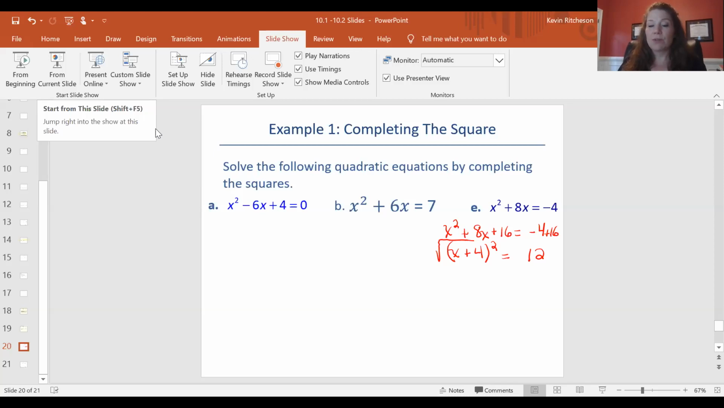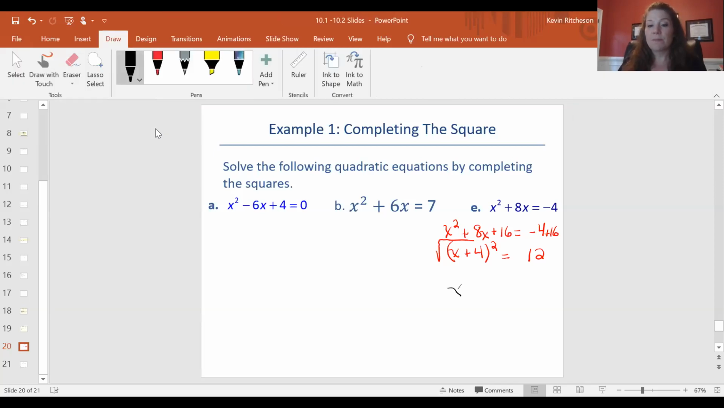All right, so the square root of x plus 4 squared is x plus 4. I was supposed to write the positive and negative square root of 12. Look, I'm even in a different color. I don't even know what I'm doing. All right, so what is the square root of 12? Well, let's do this over here. Isn't 12 4 times 3? And isn't 4 a perfect square? So this is 2 square roots of 3. So it's basically positive 2 square roots of 3 and negative 2 square roots of 3.